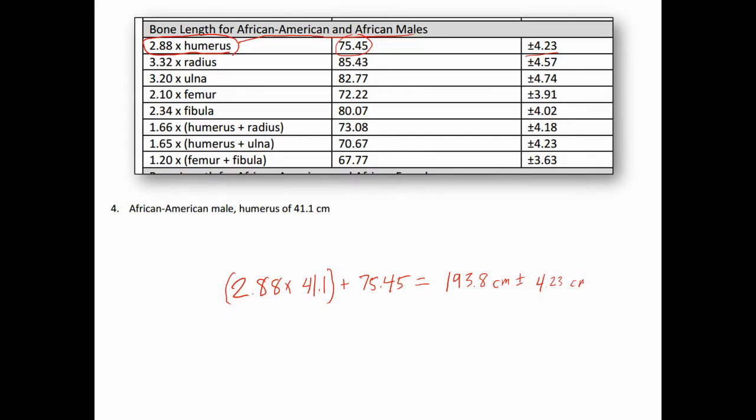So again, this person's height would be somewhere between 189 centimeters and 198 centimeters, basically adding or subtracting this accuracy to that number for the height. Okay, there you go. Try the rest of the sheet, check the key.